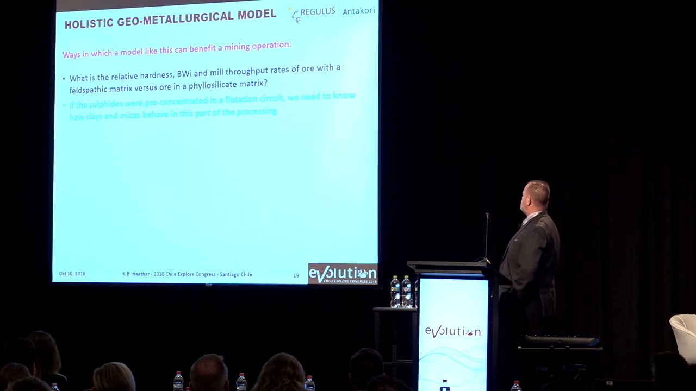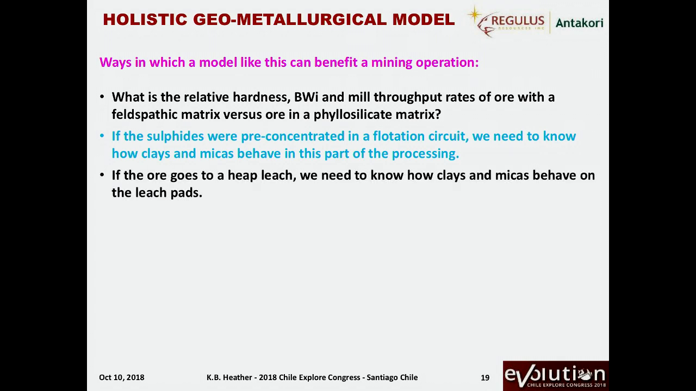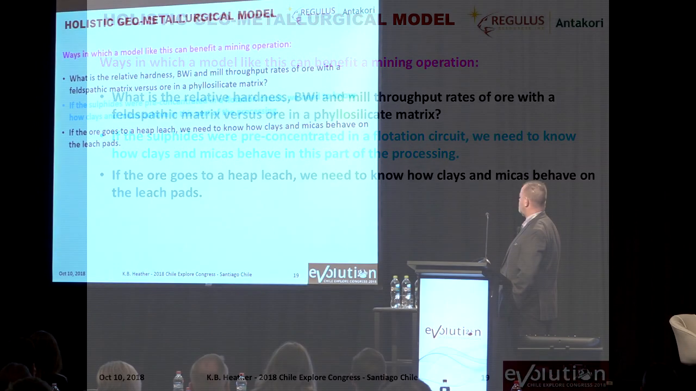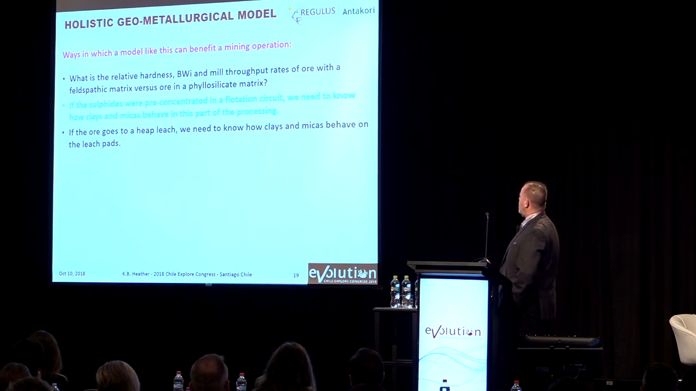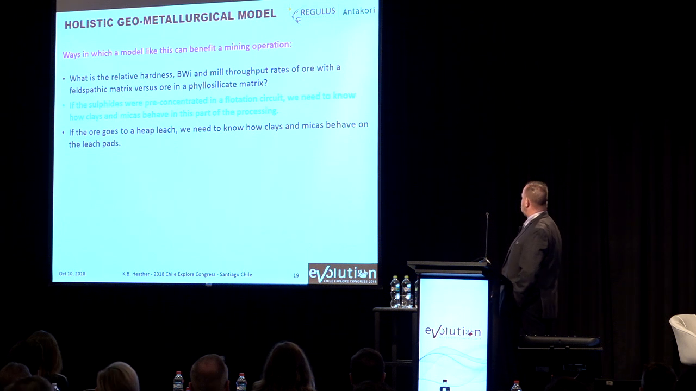Sulfides, we're going to need to know. I mean, when we start to do our early metallurgical tests, if we don't get good recoveries, why is that? Is it because maybe we've got problems with clay mineralogy or micas? So we'll have a better idea of what the potential culprits are if we're not getting the recoveries that we need. If the ore goes to the heap leach, if rock goes to the heap leach pads, we need to know potentially what clays and micas are in there that might be clogging up the works before we start putting stuff on the pads.